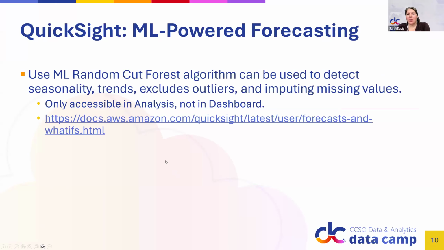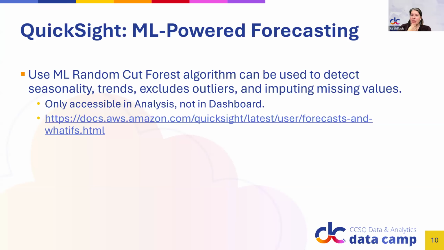Yep. So ML powered forecasting. Amazon has released their random cut forest algorithm, one specific for ML insights. You don't have the ability to go in and change the algorithm to a different one that you want. This is just the one that they use for everything in QuickSight. But there are some customizations you can use in how it applies to your data set.